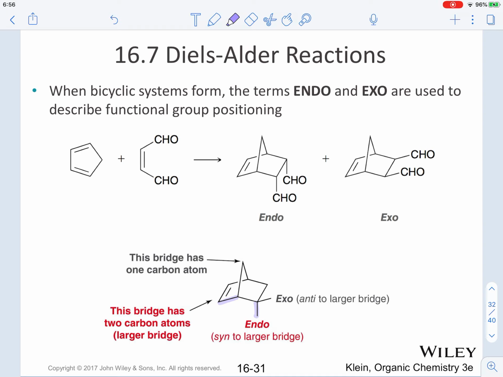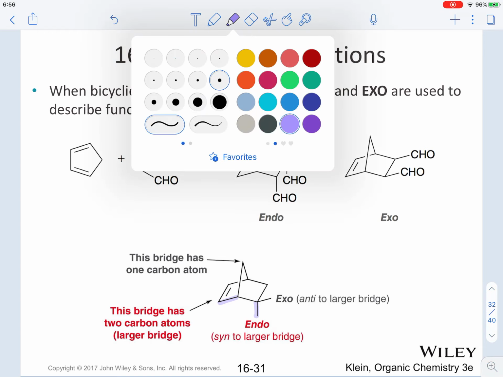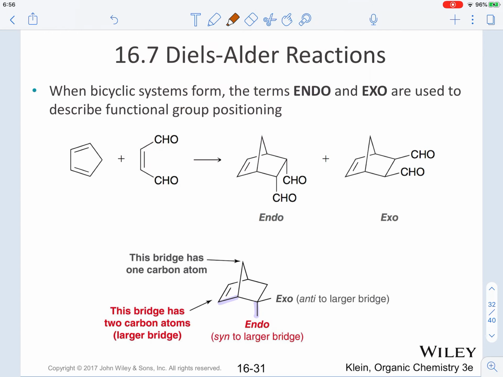Now, if we compare that bond in the larger bridge, which I'm still going to highlight with a different color, and we compare it to the exo product, which as you can see is going to be pointing up, as I highlighted in that light brown color, the exo product is going to be anti to the larger bridge.